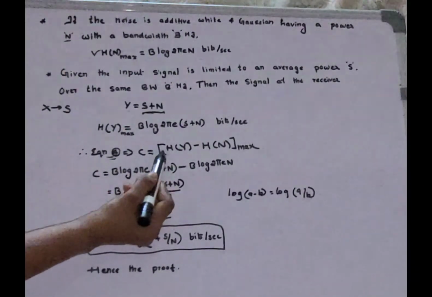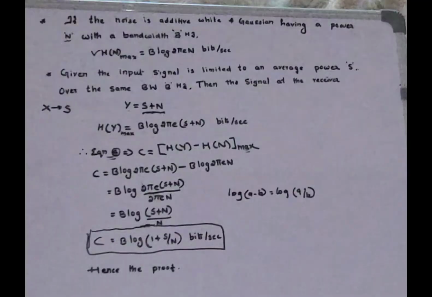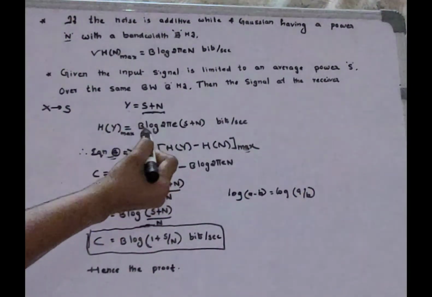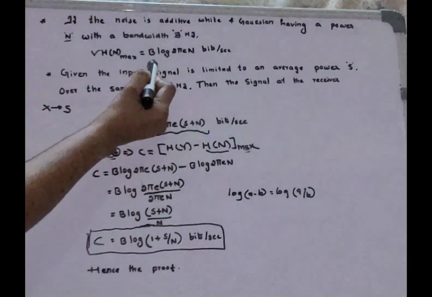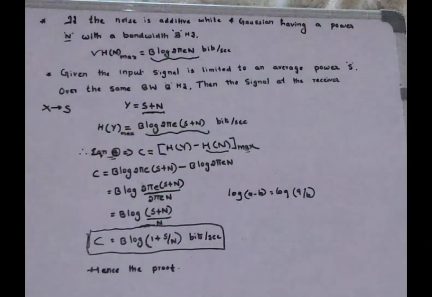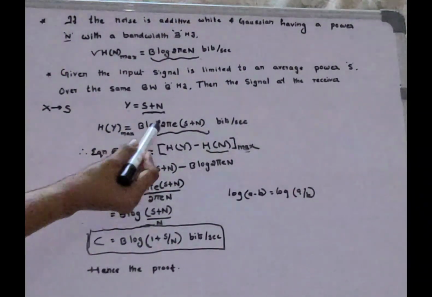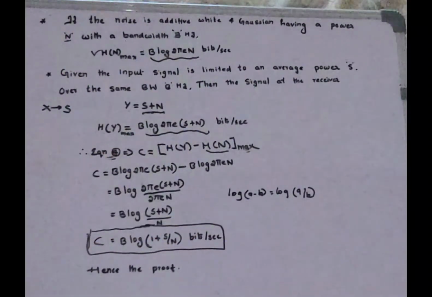Now we have equation 4 that we have already generated. The capacity C is equal to H of Y minus H of N, maximum. Okay, so instead of this H of Y, we write this equation for H of Y, and instead of H of N, we write this equation for H of N. So by substituting these two equations, we get C equal to B log 2 pi E into S plus N minus B log 2 pi E into N.